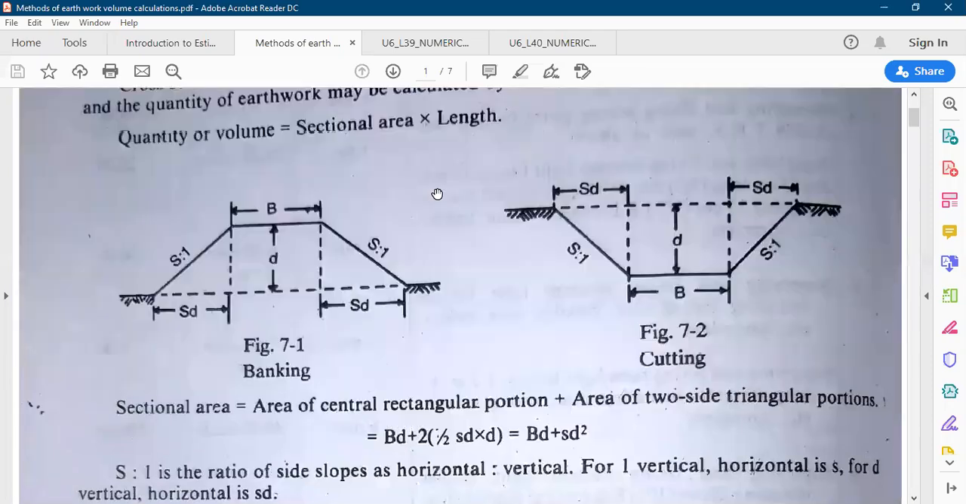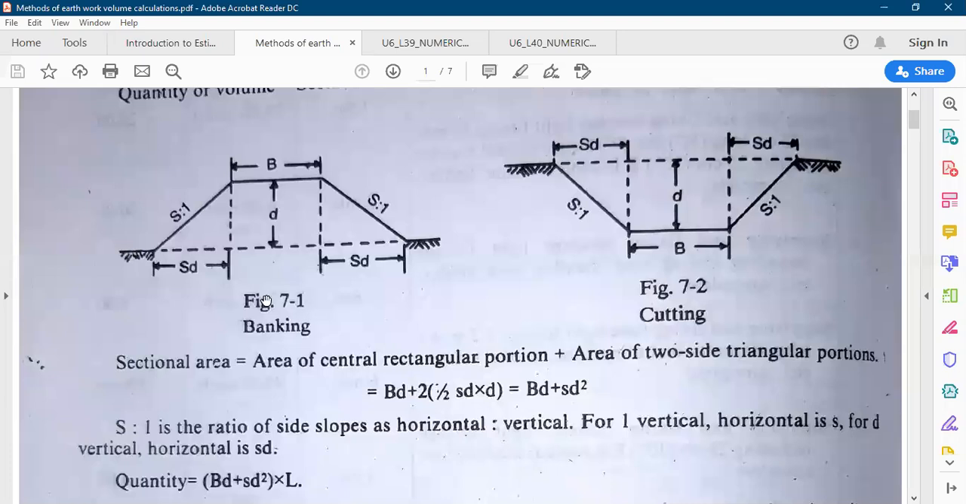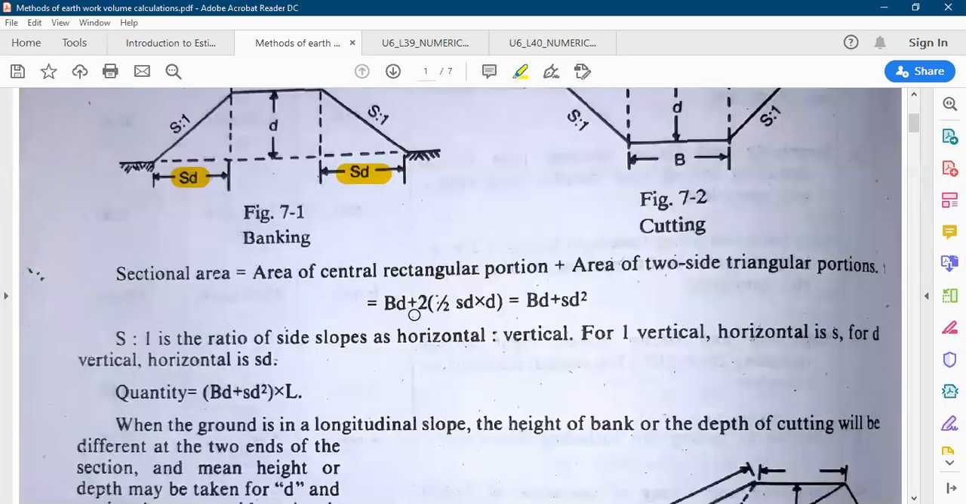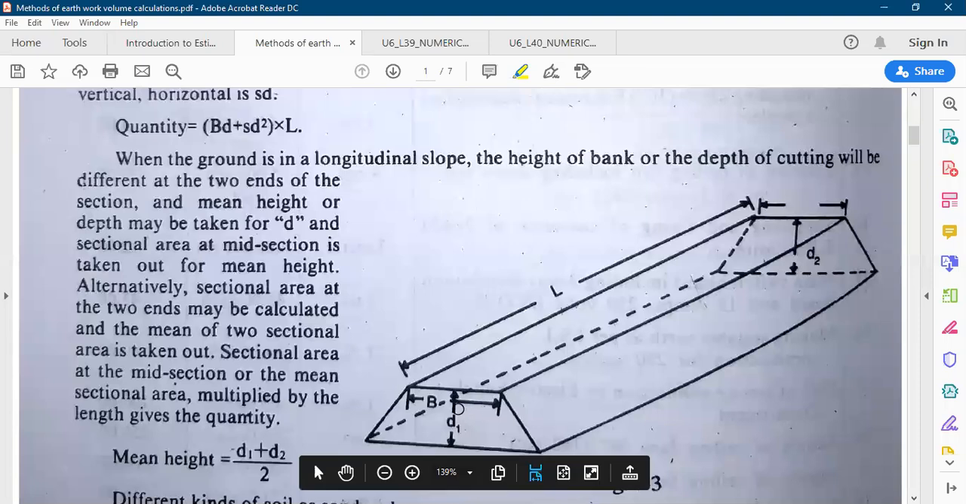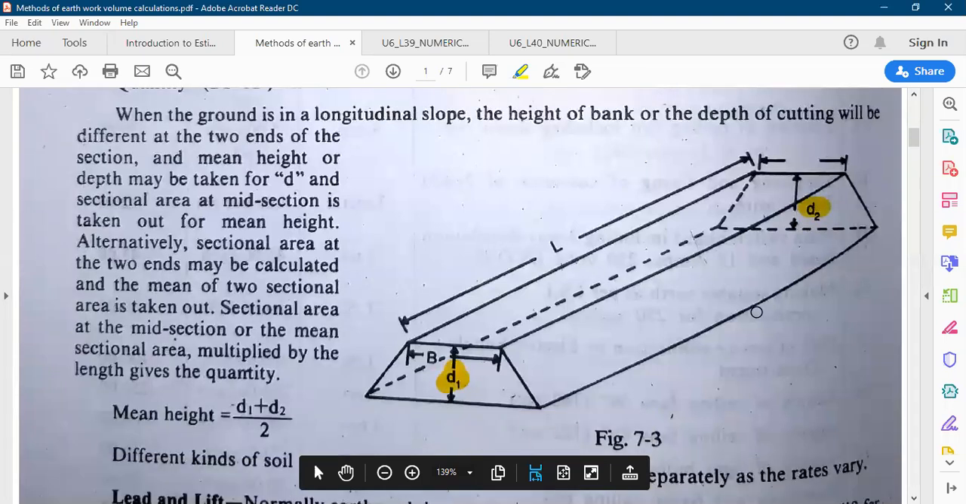There are a few methods. Whatever the section I have explained, the same thing is here. So that is cross section in banking and cross section in cutting. This is the formation width B. These are the side slopes, S is to 1, and this is the bottom of the triangular base, right? So this is the formula which I have written and explained already, right? This is the cross section where we can calculate the depth D1 at station 1, depth D2 at station 2. So these are the stations, right, where you have taken the RL of ground.